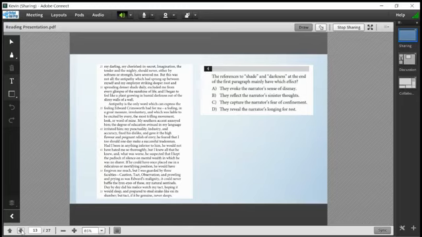So the next question I just want to talk about, again, is really just more of a tone question. The references of shade and darkness at the end of the first paragraph mainly have which effect? Again, we want to focus on answer choices that match the tone and then have support in the passage. And for this one, I mostly wanted to point out that the tone works perfectly for answer choice A, and in B, you see a word like sinister, which means evil.